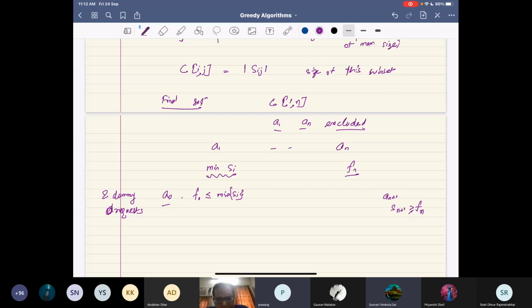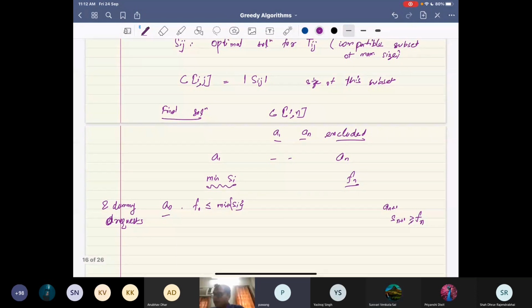Sir, can we say F0 is less than or equal to F1? No. What we are saying, you see, you don't want A0 and An plus 1 to interfere at all, right? By this, you are ensuring that it finishes before anything starts. So A0 will not even come into the picture of your solution.